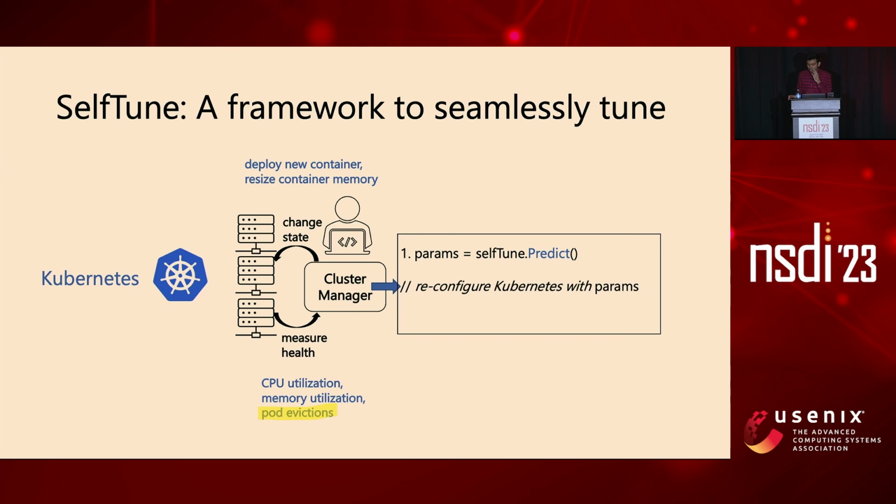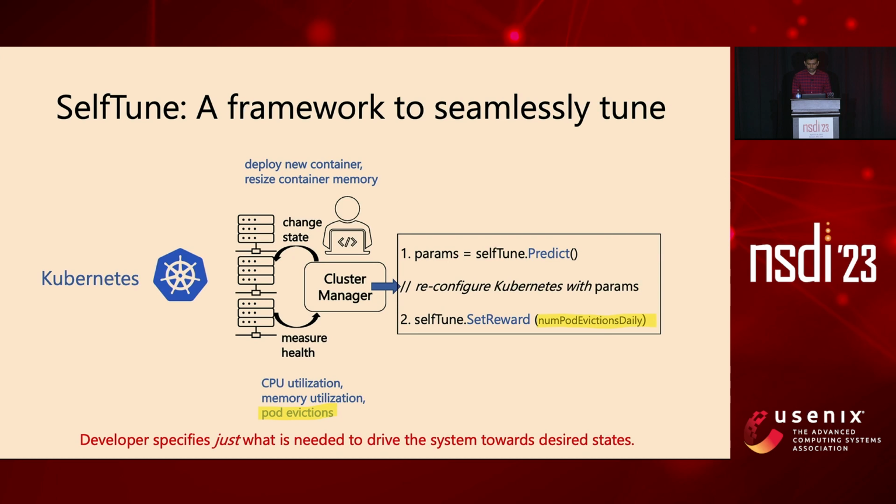Then you reconfigure Kubernetes with these parameters. Now the user has to decide what they care about in the system. Let's say they care about reducing the number of pod evictions. So you compute the number of pod evictions in a certain time scale, and you call SelfTune saying, this is the reward, and this is what I want you to minimize. Over time, SelfTune will return better parameters. A takeaway here is that all the user needs to decide is what they care about ultimately in the system, and figure out a way to compute it.